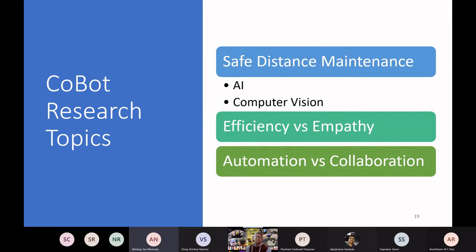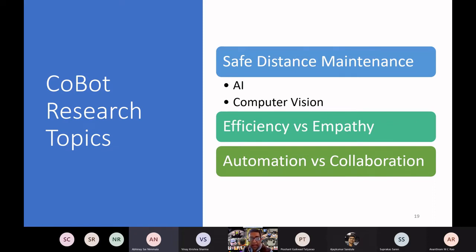And similarly, the compromise between automation versus collaboration: how much activity the robot should do itself and how much the human should instruct it. For example, will the human instruct the robot about the navigation path, or will the robot navigate automatically, or will the human tell the robot to stop, or will it have an automatic sensing mechanism to stop? Similarly, for pick and place, will the robot automatically detect the particular object to pick and place, or will the human instruct it to pick and place?